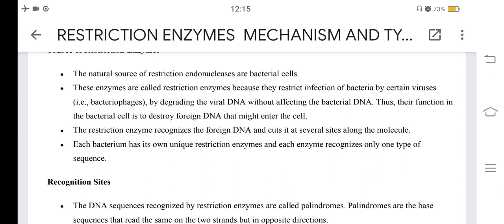The restriction enzyme recognizes the foreign DNA and cuts it at several sites along the molecule. Each bacterium has its own unique restriction enzymes, and each enzyme recognizes only one type of sequence.